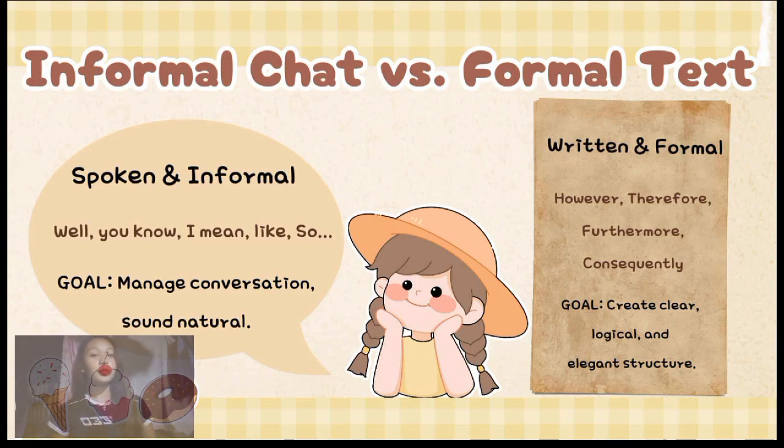In formal writing, these interpersonal markers are generally avoided. Instead, we use more formal, single-word markers or phrases to create logical structure. These are words like however, therefore, furthermore, consequently, and in contrast. The focus is on clarity and elegance and not on conversational management.